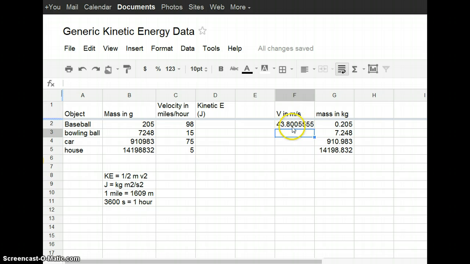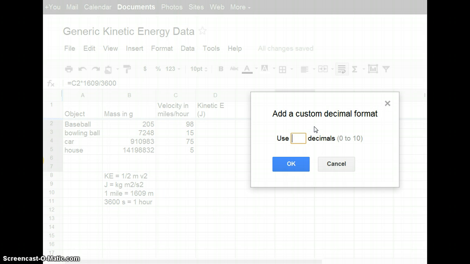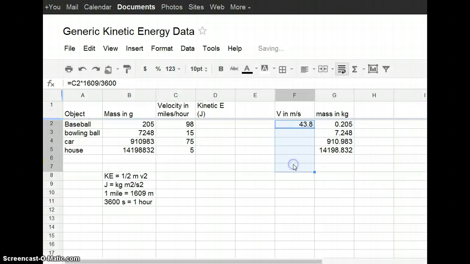Or not 15,000, but like 10 significant figures, or 10 digits. I can change how many significant figures this displays very easily. If I highlight those cells and go to Format, Number, Custom Decimals, and Excel is similar. In this case, it doesn't do significant figures, it only does decimal places. So I'm just going to have it listed as 1, which I know is more sig figs than I need, but I'll truncate those later.